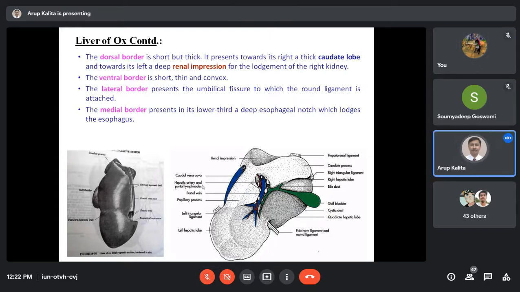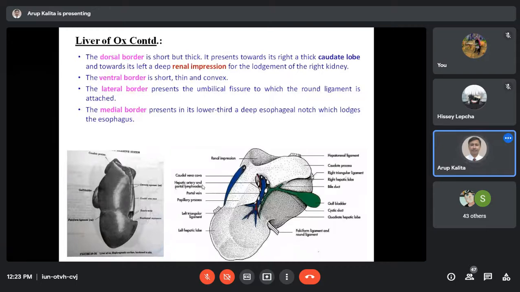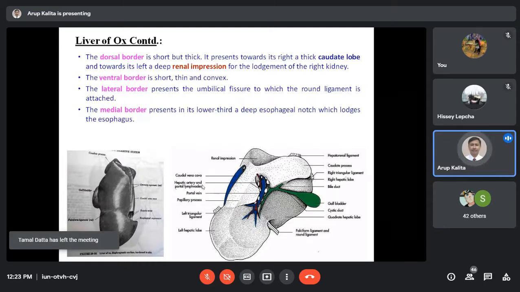So, where will you get the renal impression? Dorsal border. What organ will it connect? Right kidney. As the right kidney is attached to the renal impression of the liver, that is why the right kidney is a fixed kidney. In case of cattle, the right kidney is a fixed kidney, whereas the left kidney is not fixed. It is a freely movable kidney.